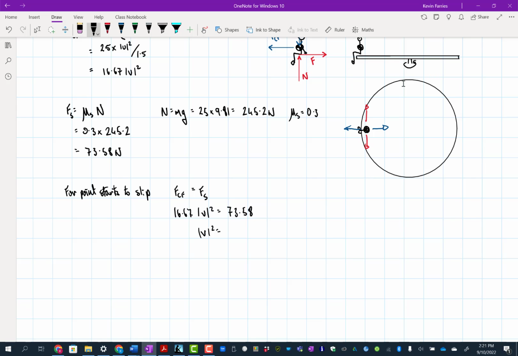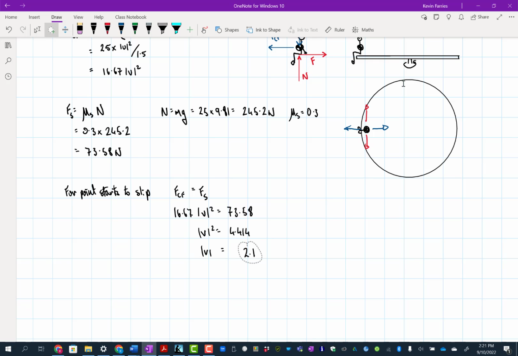Therefore, speed squared is going to be equal to 73.58 divided by 16.67, which is 4.414. Not getting to units yet. Then we need to take the square root of that to get the speed. Take the square root, it could be plus or minus, but it's speed, so it can really only be plus. So let's get rid of that.